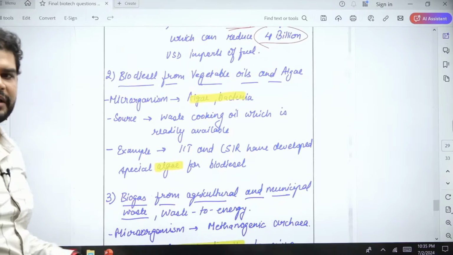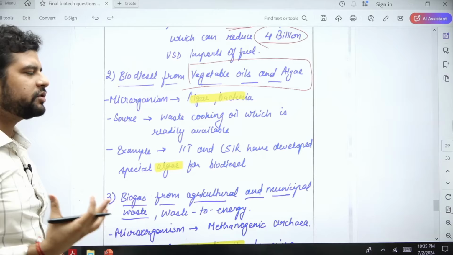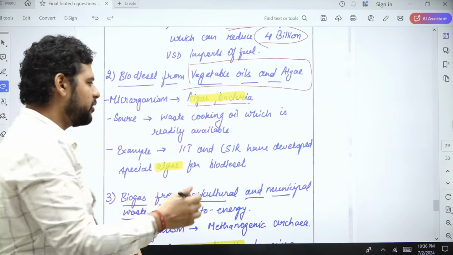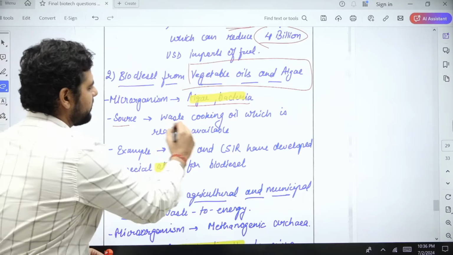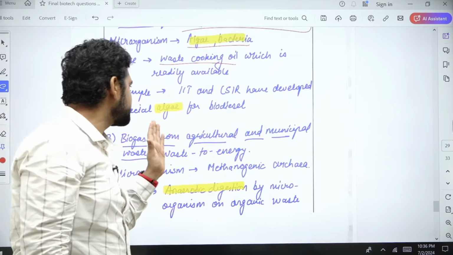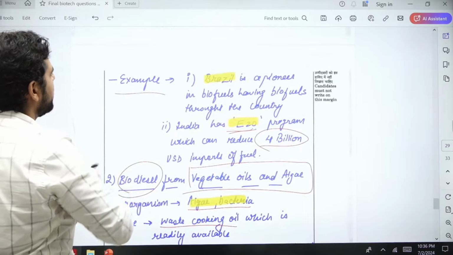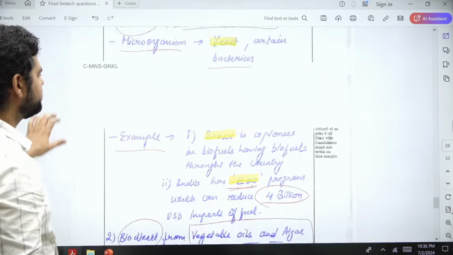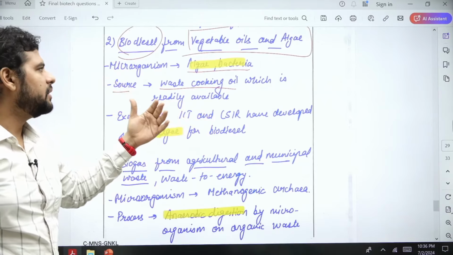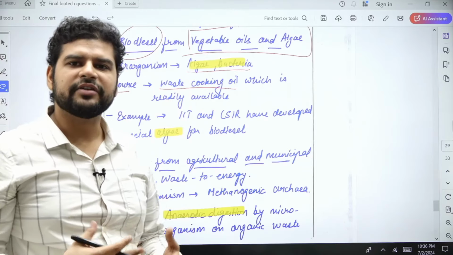Next is biodiesel from vegetable oils and algae. What are the microorganisms used? Algae and bacteria. Waste vegetable oil is used and converted into biofuel. That is the process, or the source is waste cooking oil, correct? What are the examples? IIT and CSIR have developed a special algae for biodiesel, right? So here it was bioethanol, and now biodiesel. You can also club these two under biofuels, but I won't advise this because this helps in giving an impression to the examiner that you have diverse knowledge, right?